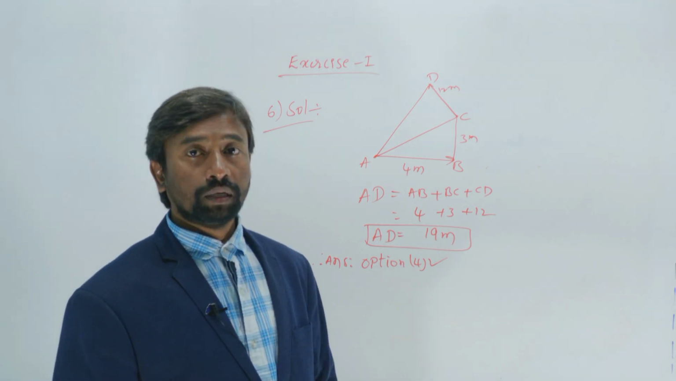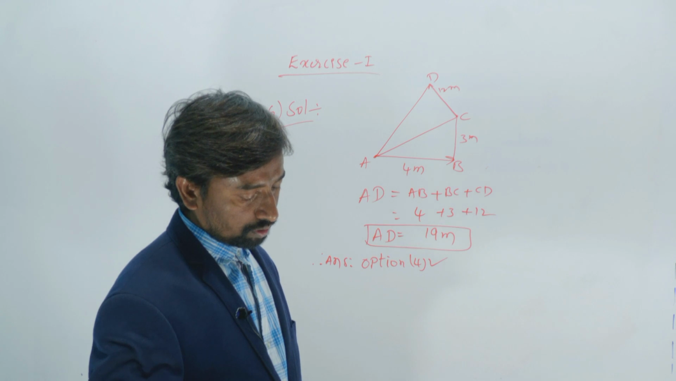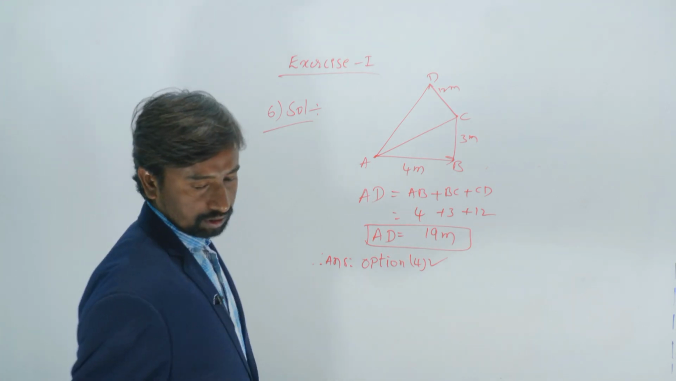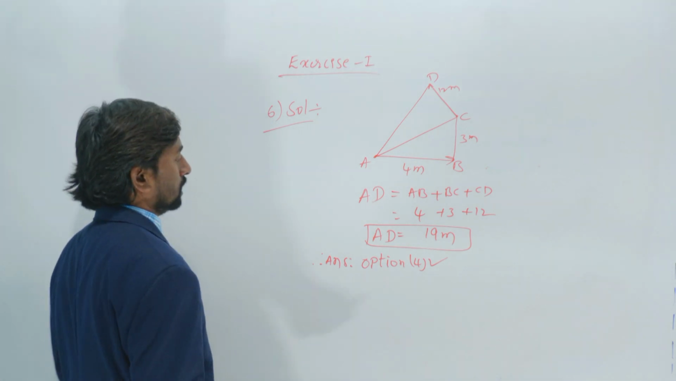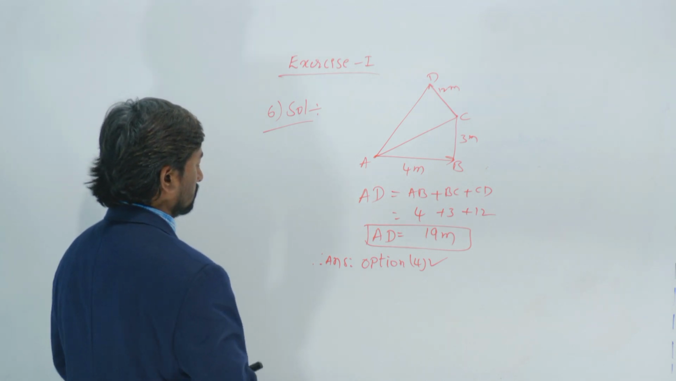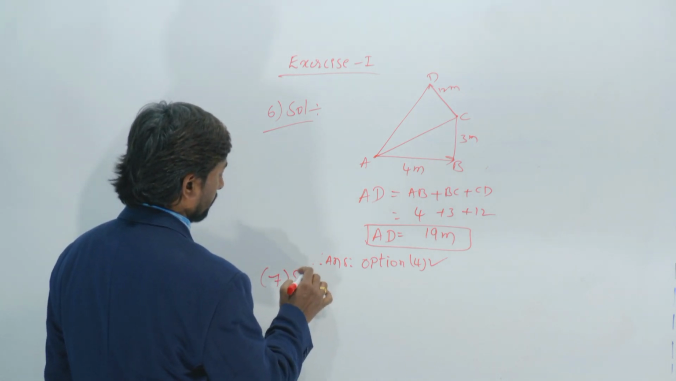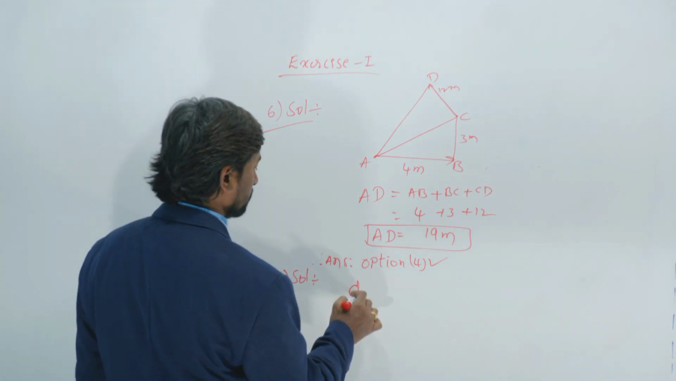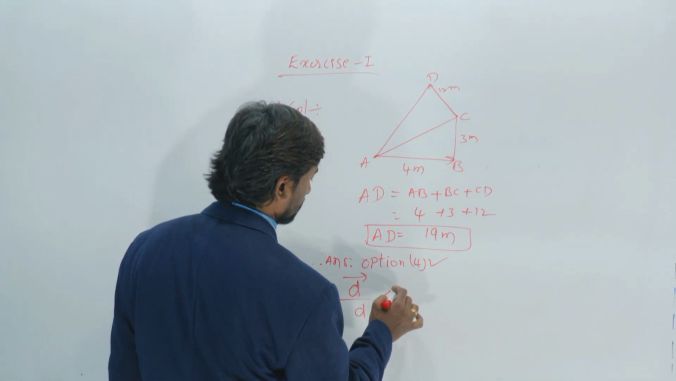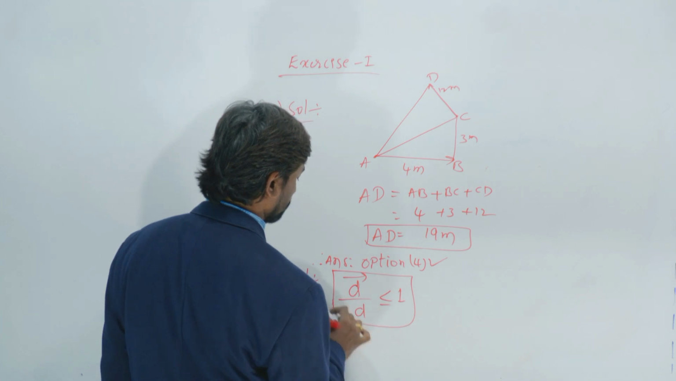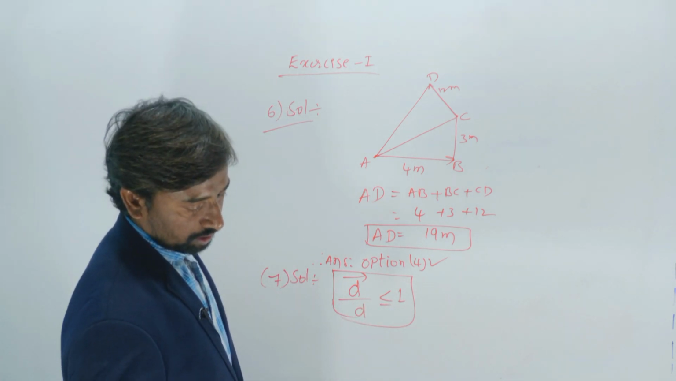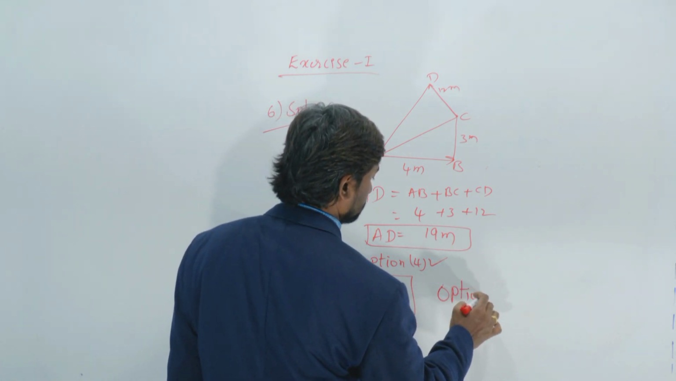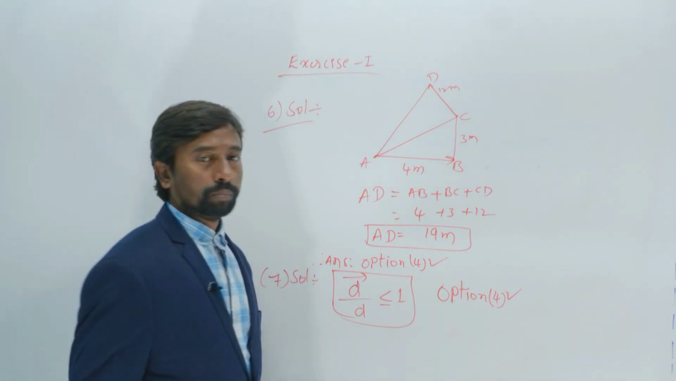They are asking in the seventh one the numerical ratio of displacement to the distance. Displacement is always less than or equal to the distance. So the ratio of displacement to the distance is always less than or equal to 1. Maybe less than or equal to 1. We can write option 4. Option 4 is the right answer.